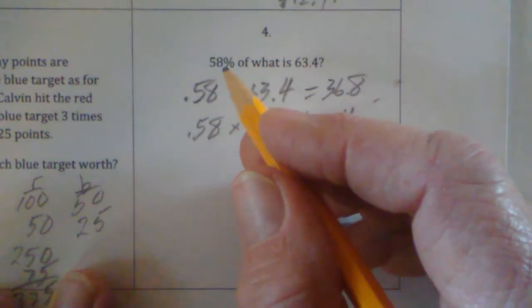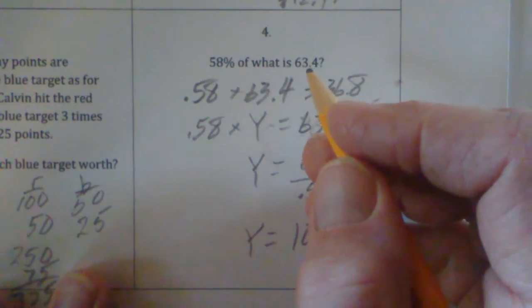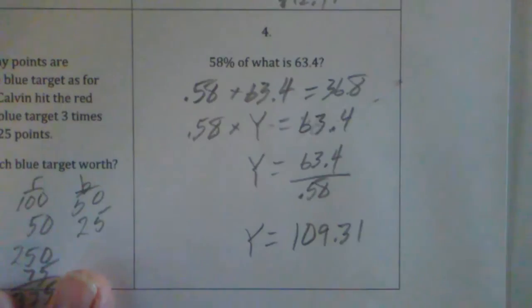Or if you think of it this way, 58% of 100 is 58. So it has to be a little bit bigger than 100 because the answer is 63.4. So this does make sense as an answer, 109.31.